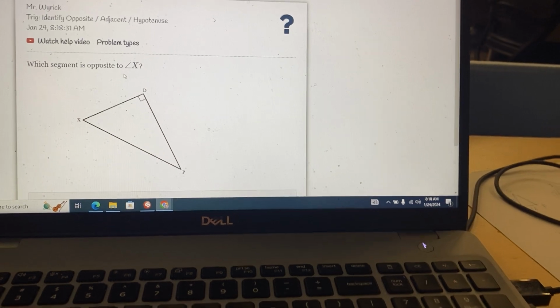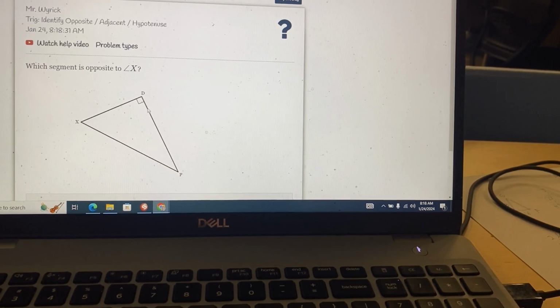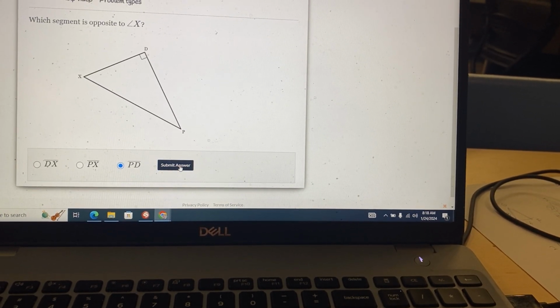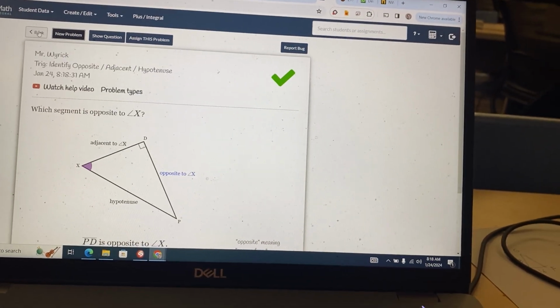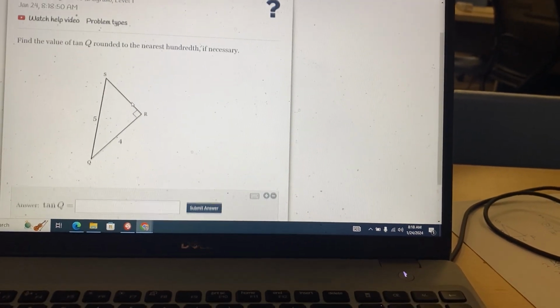What segment is opposite to X? So we go out from X. The side that we run into is DP or PD, whatever you want to call it. Here it's called PD. So that one, pretty straightforward. No surprises there.